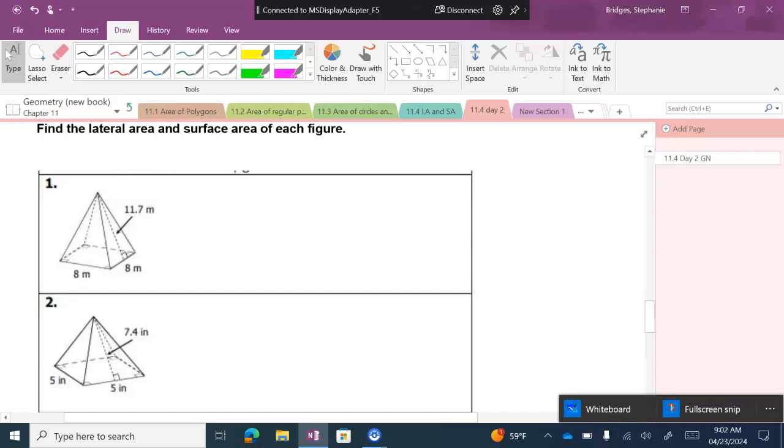So what we want to do first is find the perimeter of that square and the area of that square. We're looking at question number 1 on the back of our notes. You're looking at the square base.